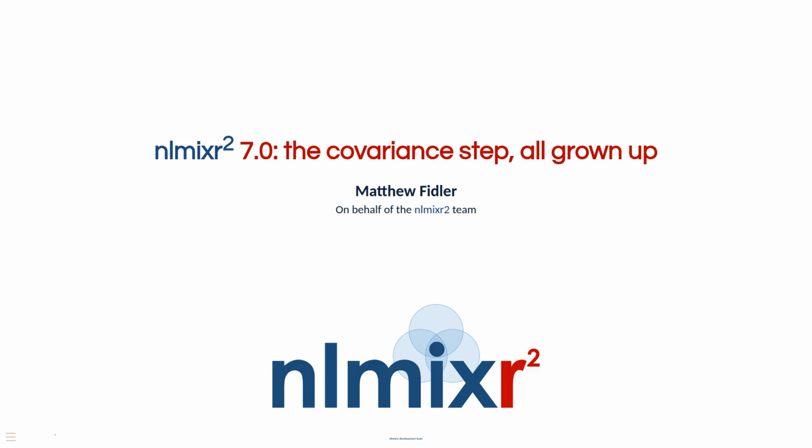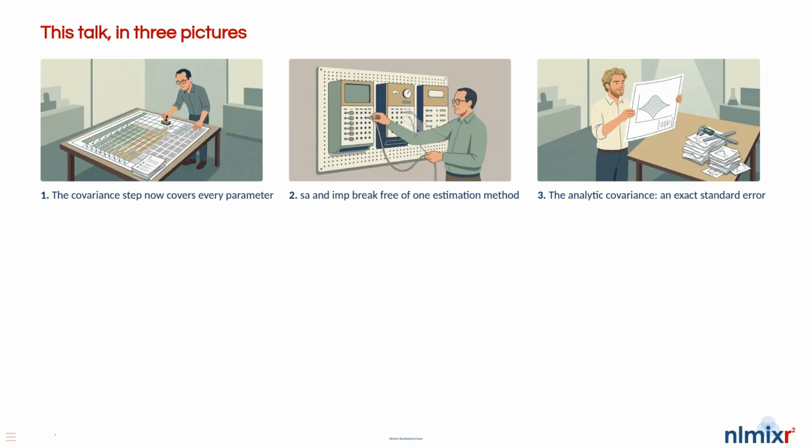Hi, I'm here to talk about the covariance step in nlmixr, what changed and why. Three things changed in the covariance step for this release. The default covariance step now covers every parameter, two new covariance methods, SA and IMP, that can be used almost anywhere, and a genuine new covariance method that Hidi created, an exact analytic covariance.